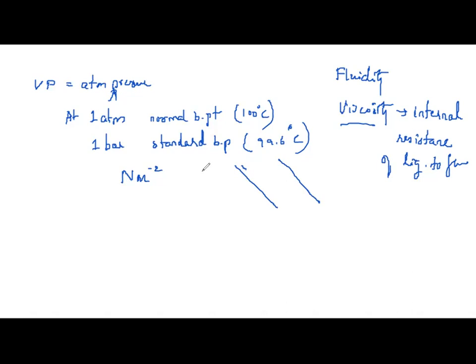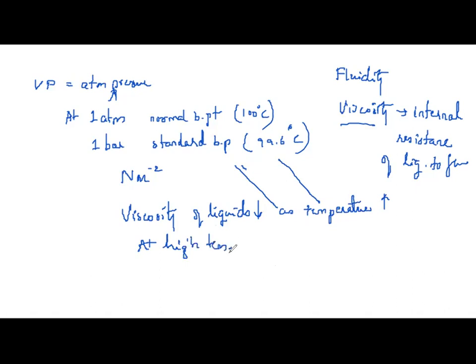The viscosity of liquids decreases as temperature increases. Why? What is the reason? Because at high temperature, the molecules will have high kinetic energy, and therefore they can overcome the intermolecular forces. Kinetic energy is directly proportional to thermal energy. So they will overcome the intermolecular forces. Yes, that is all about viscosity.